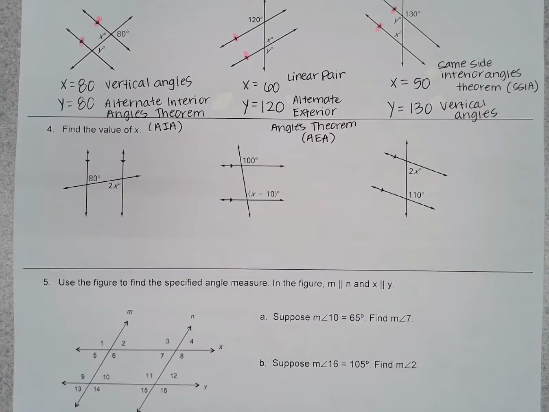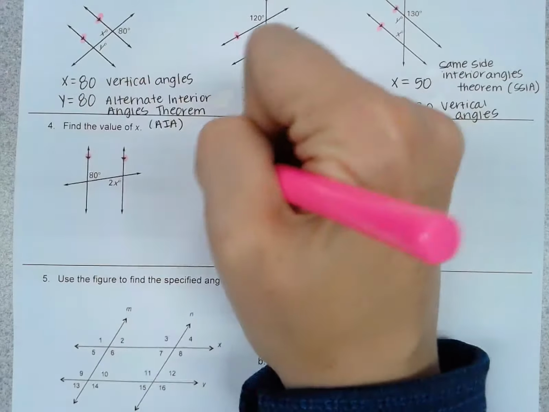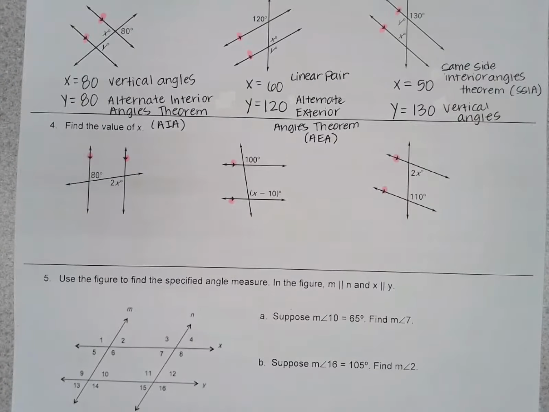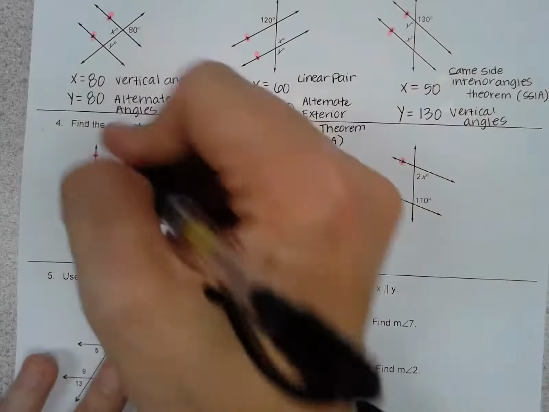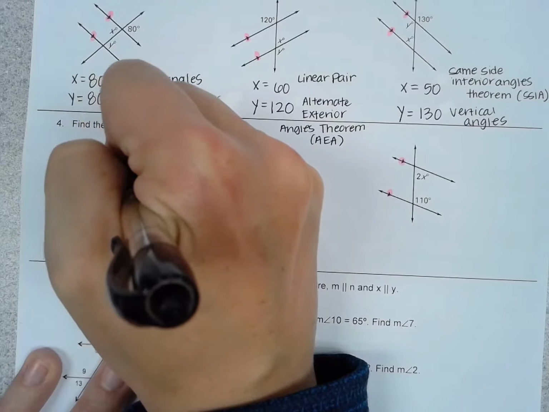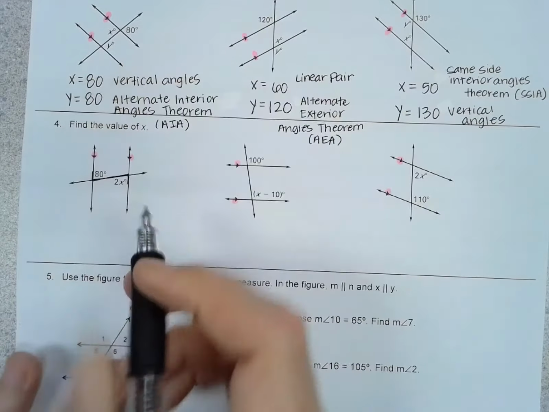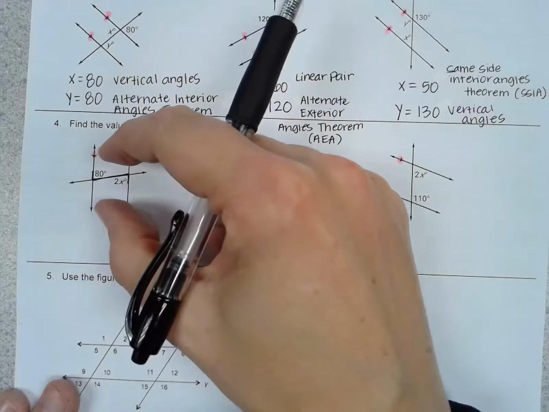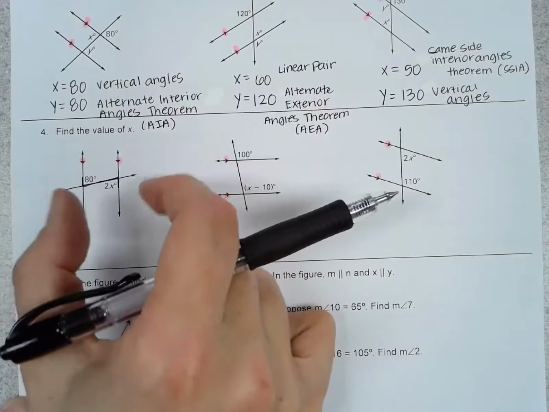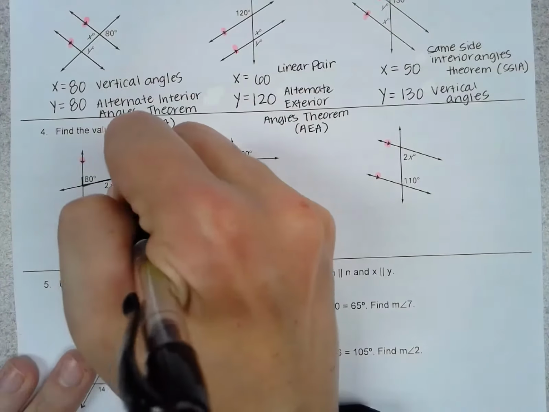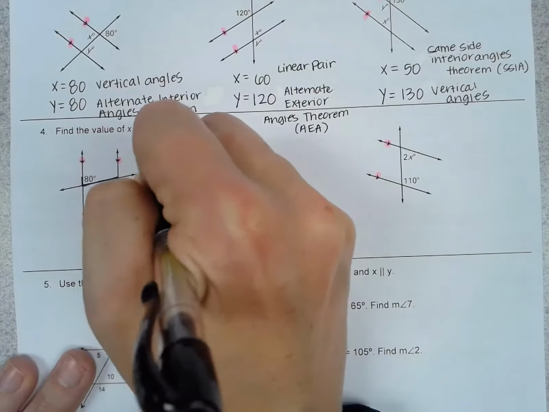So on all 3 of these examples, they tell you that the lines are parallel, which means that it's game on with everything that you know about parallel lines. You just have to decide where the angles match up. So in the first one, if I trace them, I notice that they make the letter Z. The 2x and the 80 are on opposite sides of the transversal, and they're inside the parallel lines. And that means that they're alternate interior angles. So I'm going to make a note right here and just circle it.